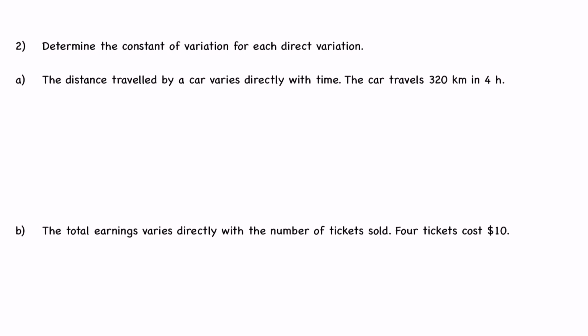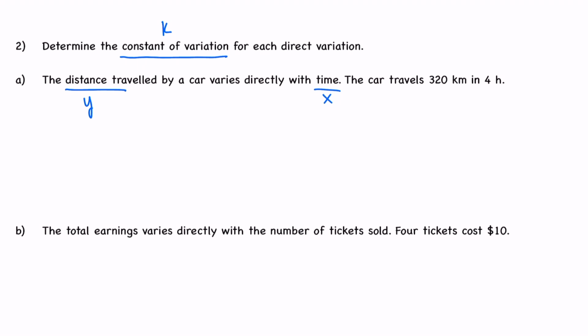Question 2 asks us to determine the constant of variation, so our k value, for each direct variation. So for part A, it says the distance traveled by a car varies directly with time. So the distance depends on the time. Since our distance is the thing that depends on something, it's going to be our dependent variable, so our y. And since our time is the thing that doesn't depend on anything, it's our independent variable, or our x. And it also says the car travels 320 kilometers in 4 hours.